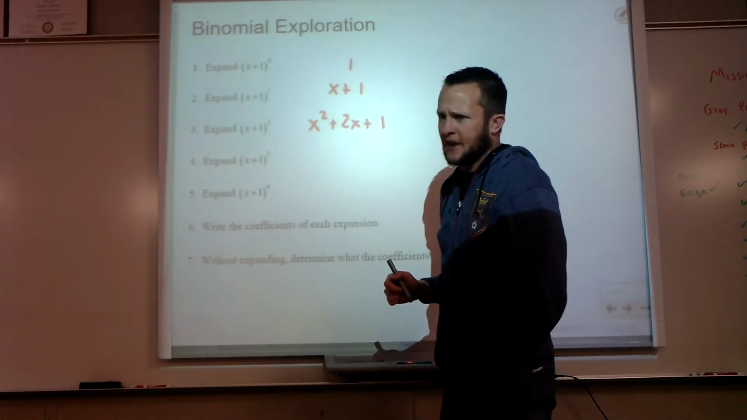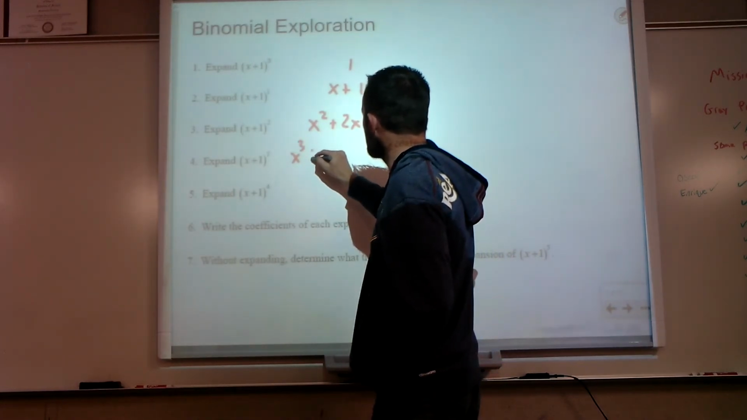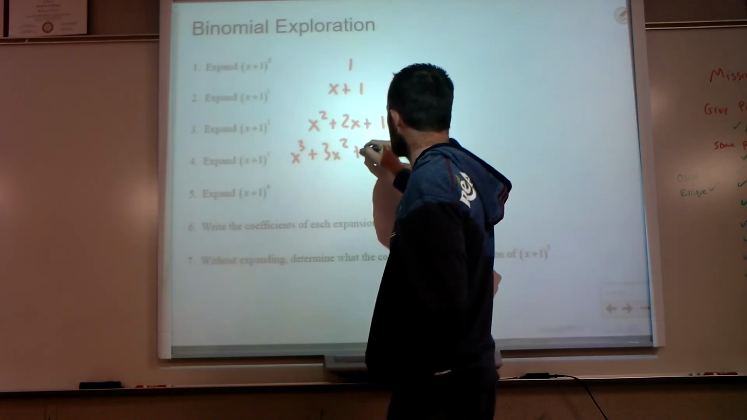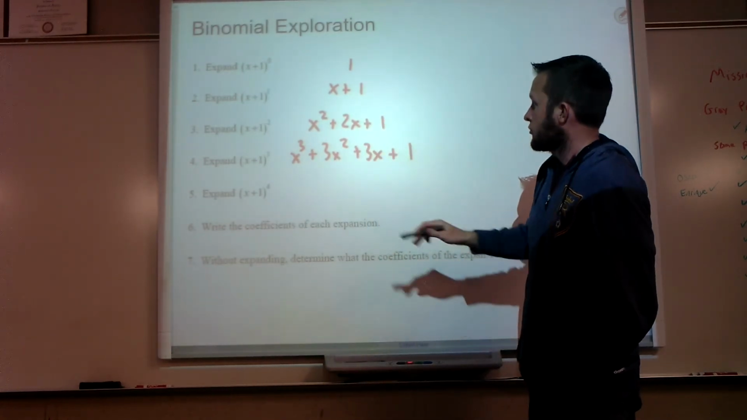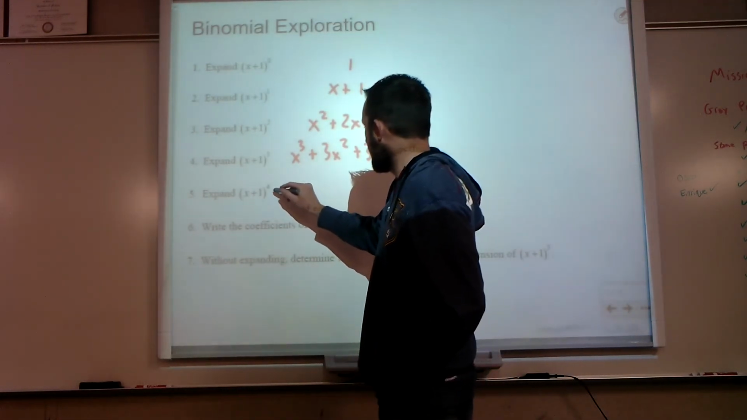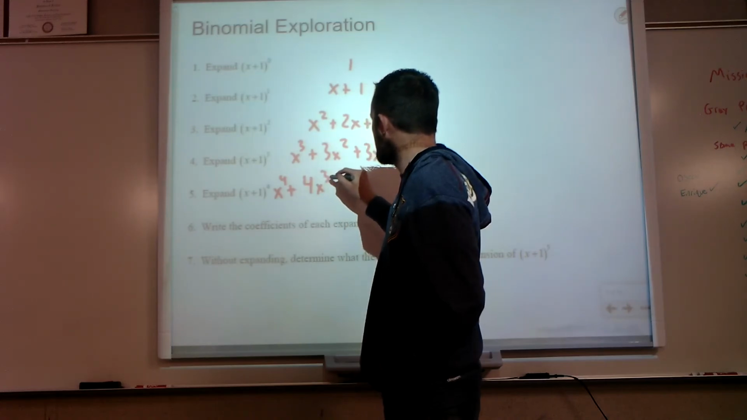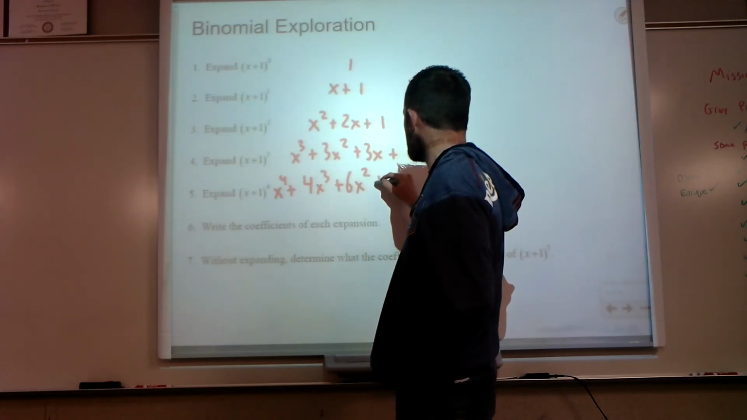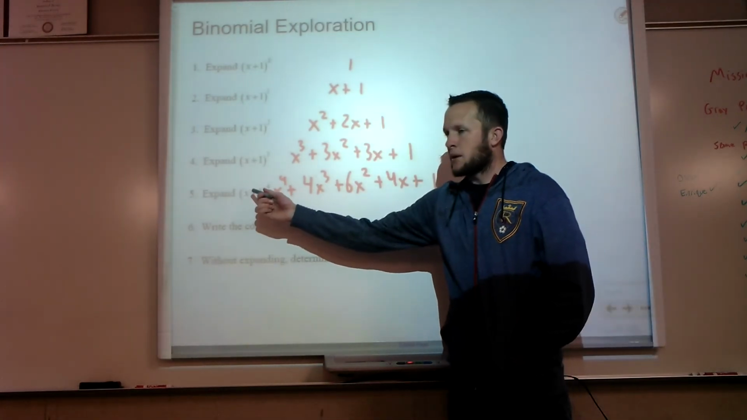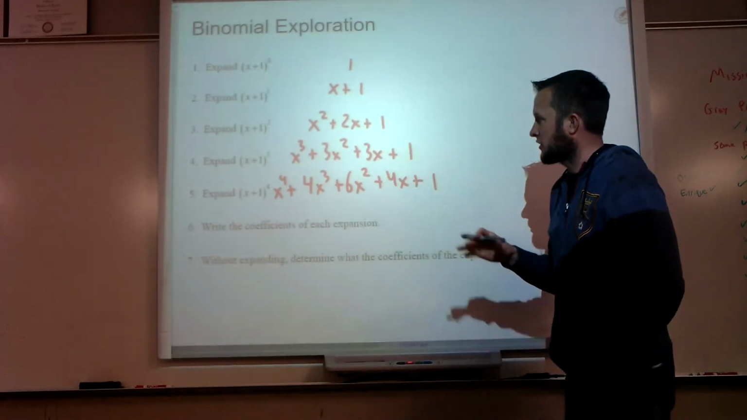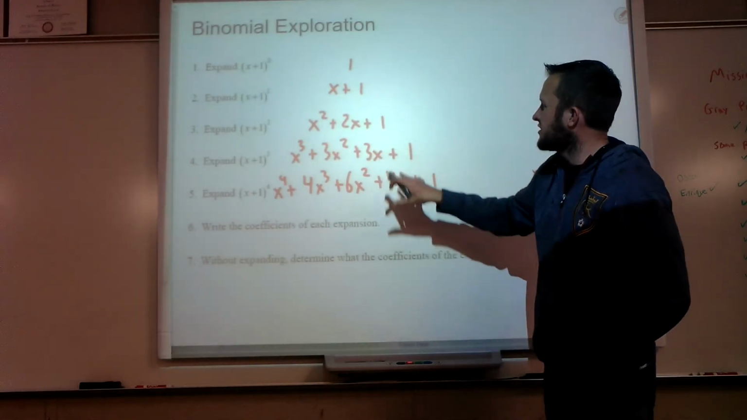If you want to check me on that, you're welcome to. X plus 1 cubed is x cubed plus 3x squared plus 3x plus 1. Lastly, we're going to have x plus 1 to the 4th. That would be x to the 4th plus 4x cubed plus 6x squared plus 4x plus 1. Now again, I have it memorized, but if you just multiply it out, you can see that this is what it would look like. Now, let's get rid of the x's.